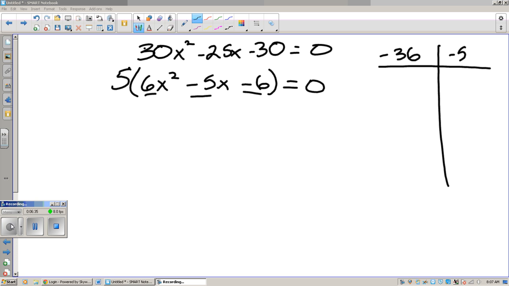Jenna, what multiplies to negative 36 and adds to negative 5? Negative 9 times 4, negative 9 plus 4. All right, so that's what we're going to split the middle term with, negative 9 and 4.